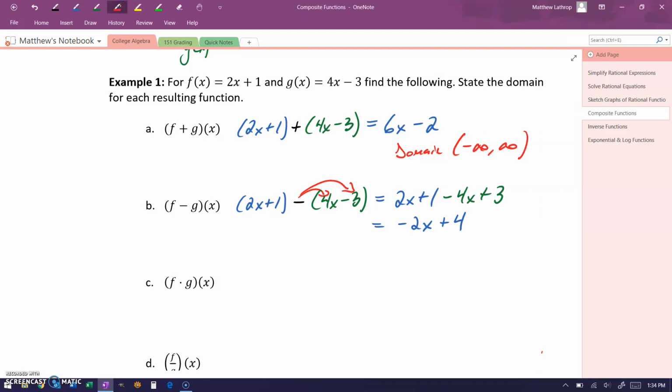f and g have no domain restrictions, neither does our resulting function. So our domain in this case is again negative infinity to infinity, or all real numbers.